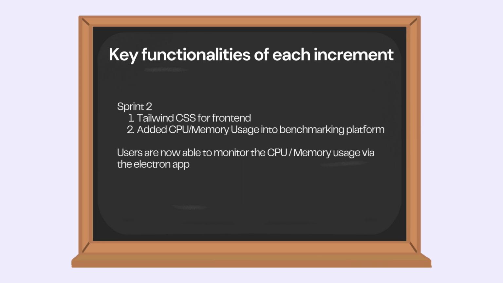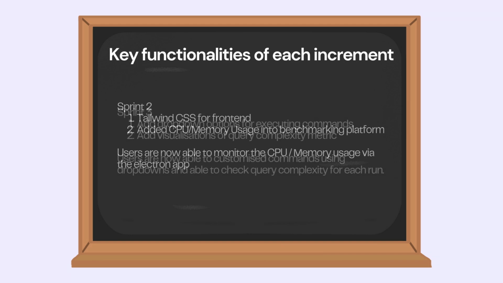For Sprint 2, we have added CPU and memory usage into the benchmarking platform. Users are now able to monitor the CPU and memory usage via the app itself.